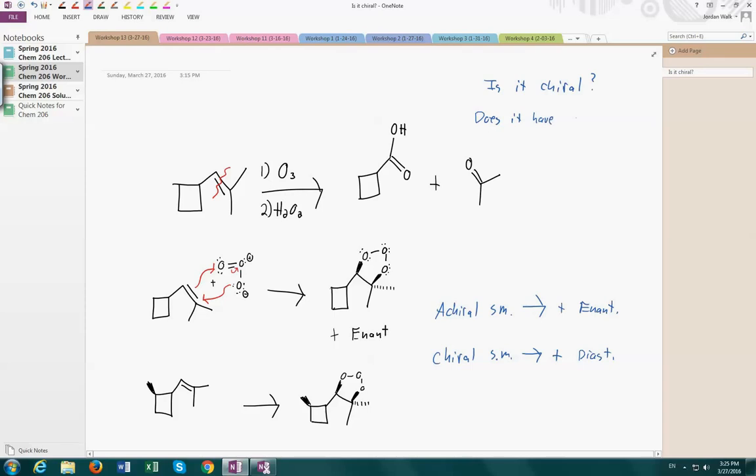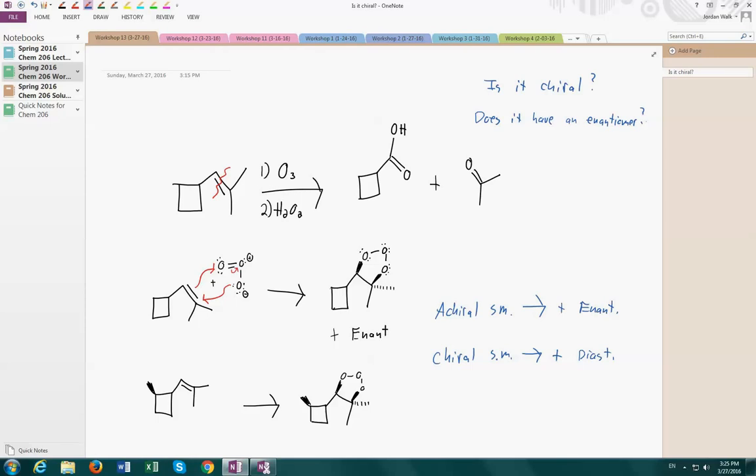And so does that starting material have an enantiomer? Yes or no? It doesn't, right? Because we don't have a chiral center in the first place. So what we've got is an achiral starting material. What about this one? Does this have an enantiomer? Sure, right? Because here we've got a chiral center. And so here we've got a chiral starting material that leads to this plus diastereomer. Here we have an achiral starting material that leads to this plus enantiomer.